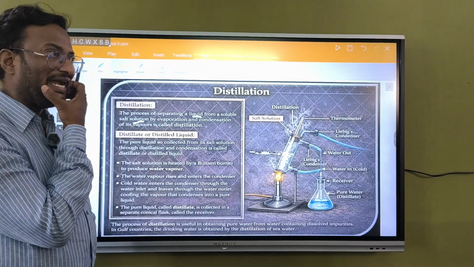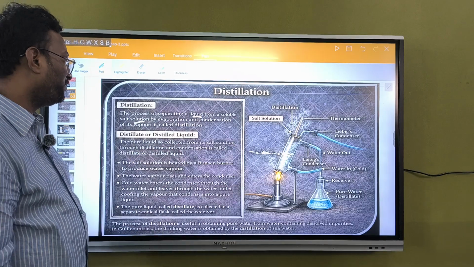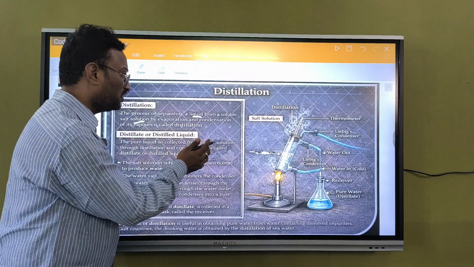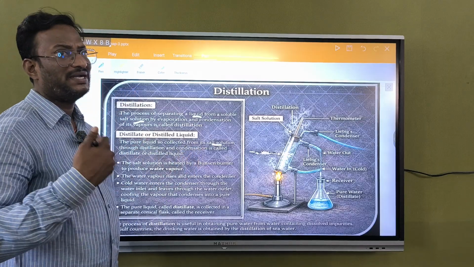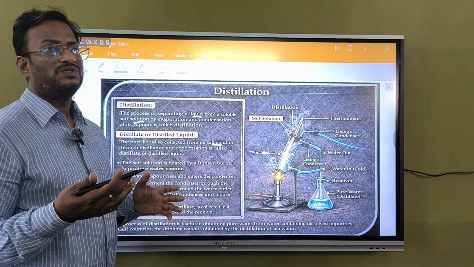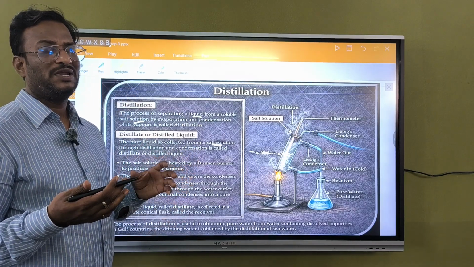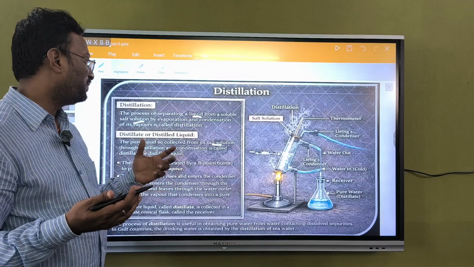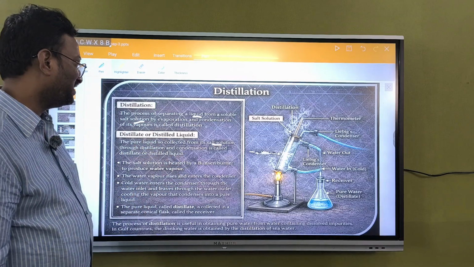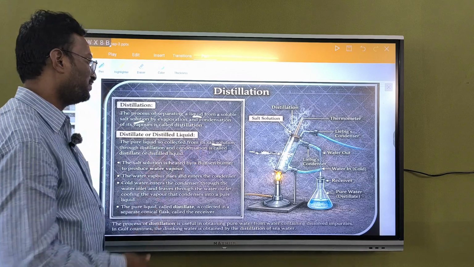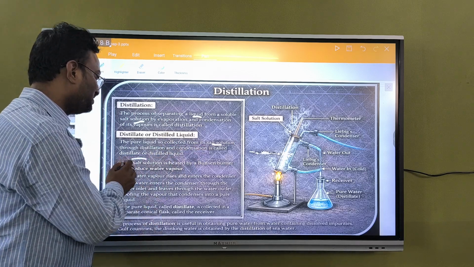So distillate, or distilled liquid, what is that? The pure liquid so collected from its salt solution. We have separated the salt from the salt solution and we remain with pure liquid. That pure liquid we call distillate, obtained through the distillation and condensation process.